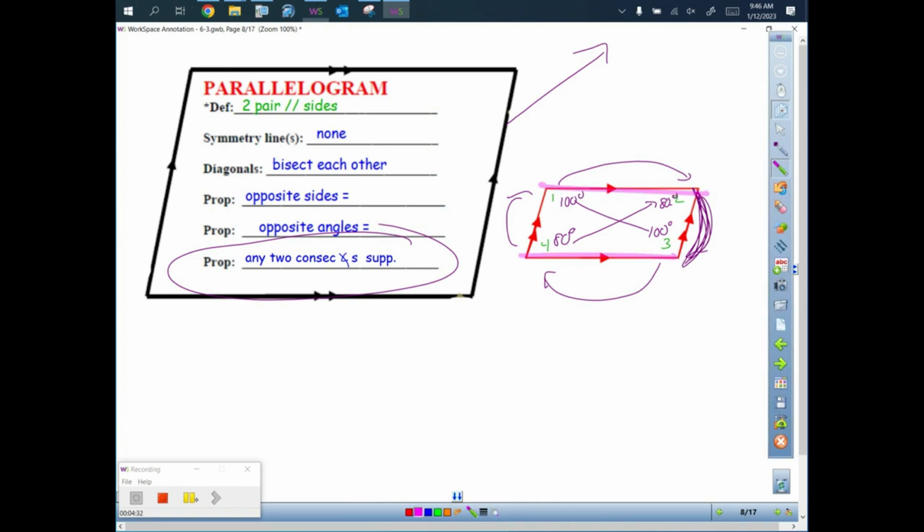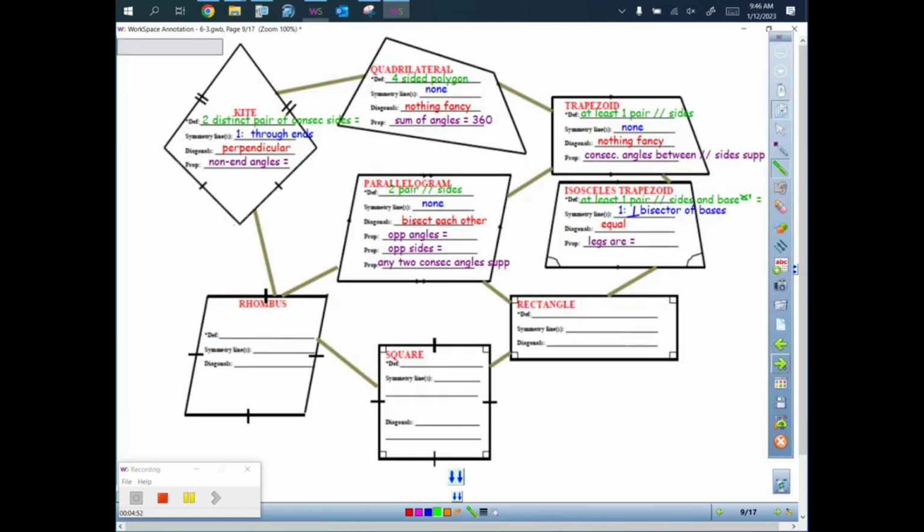Are those sides parallel to each other in pink, yes or no? Yep. Are those 2 sides parallel to each other in green? If you go around the clock, you're always going to be between parallel lines, right? So that's why any 2 consecutive angles are supplementary. Cool. That's pretty much it for our hierarchy. You want to keep it out so we can use it, but let's go to the practice sheet.